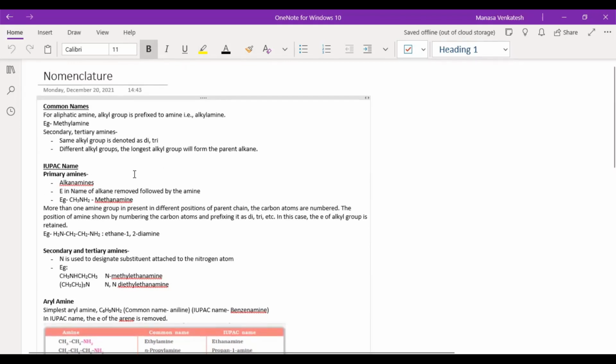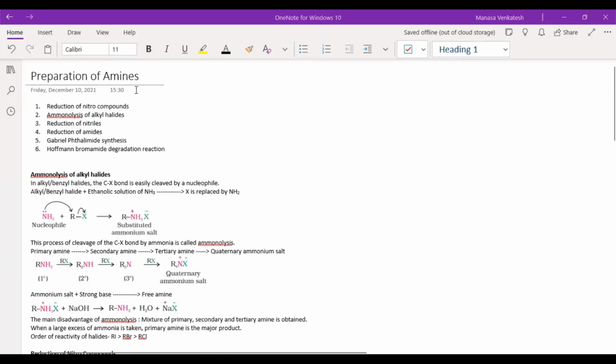So primary amines are always different from secondary and tertiary. Primary is quite simple. We're just referring to the alkyl group and the amine. The E is removed for the alkane. Whereas for secondary and tertiary, we are using the letter N to show that the substituent is attached to the nitrogen atom. And for secondary and tertiary, the longest chain of carbon atoms is considered as the parent chain. With that, we're done with the nomenclature of amines.